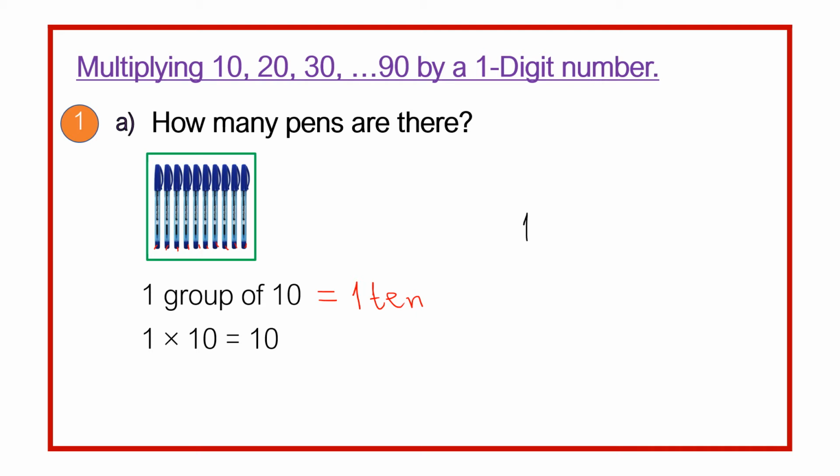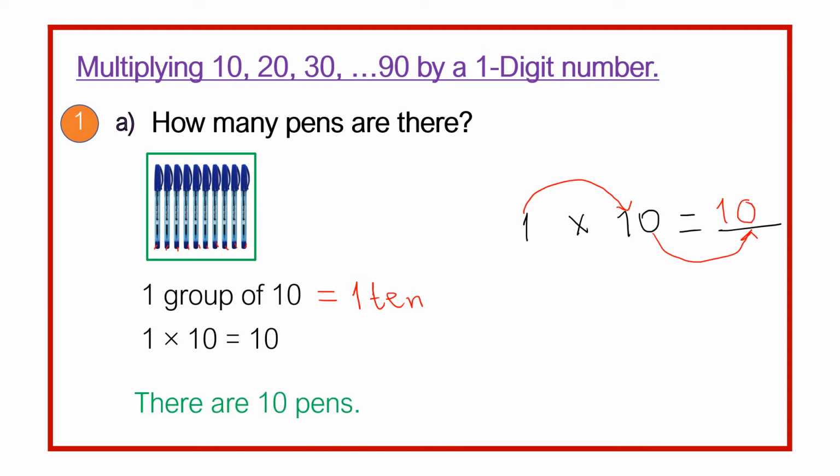Also, if we have 1 times 10, we can get 1 times 1 to come up with 1. And we just bring this 0 in the ones place. So we come up with 10. So there are 10 pens.